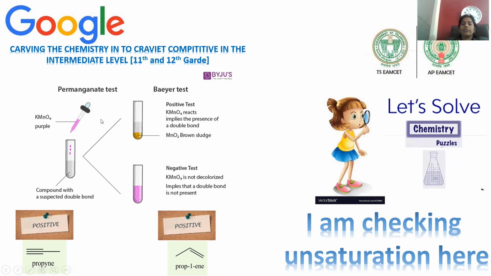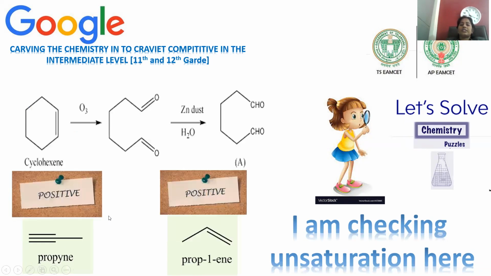If you do this Baeyer's test, propyne will change the color and propene will change the color. That means both will react with Baeyer's reagent because both are unsaturated. Again, it is a test for unsaturation. Alkyne is unsaturated, alkene is also unsaturated, so both are positive towards Baeyer's test. So I can't identify which is propyne and which is propene. Move on to the third test.